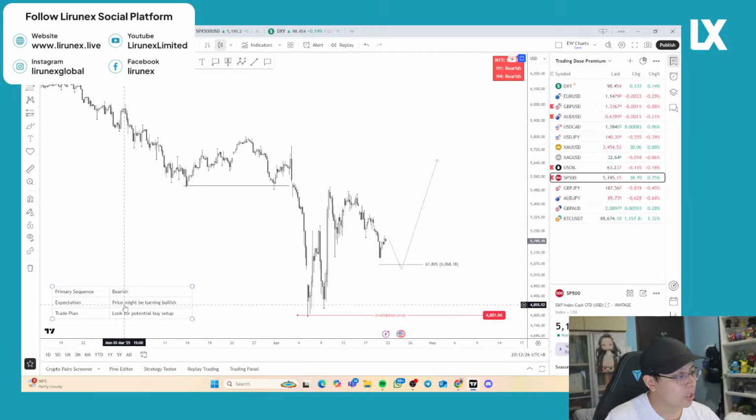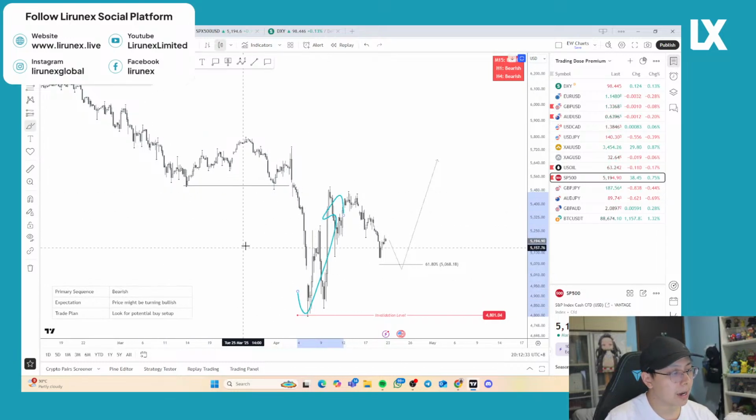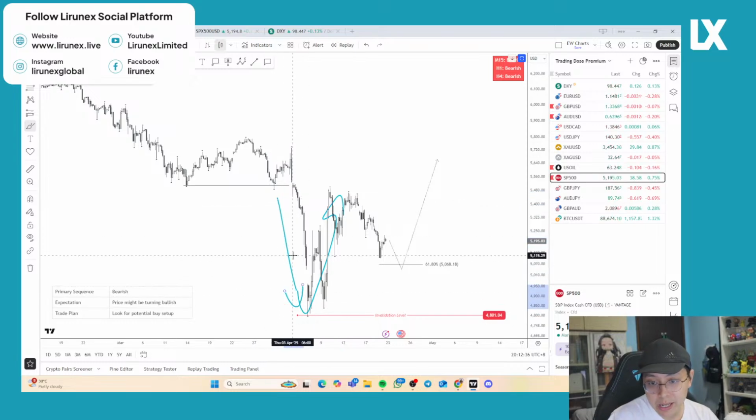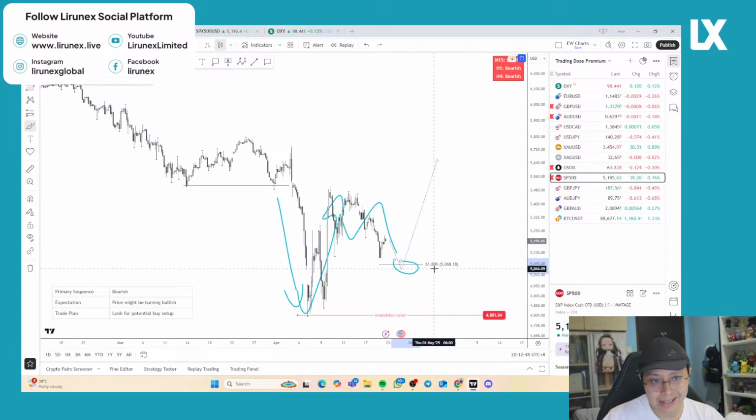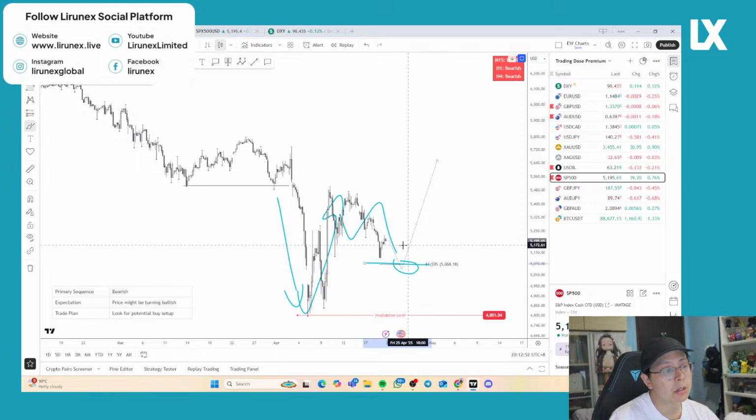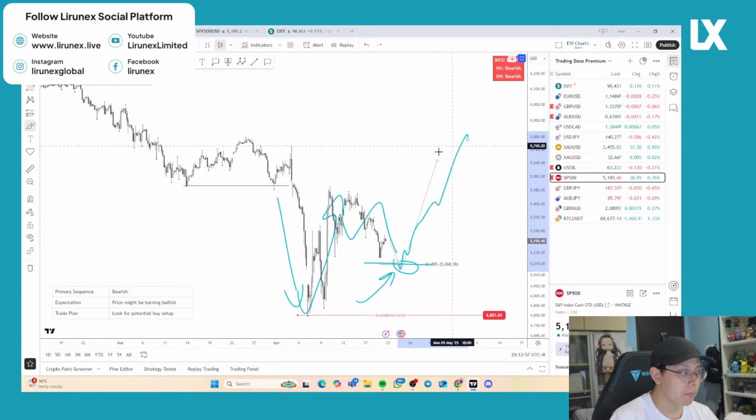However, the expectation here is price might be turning. Why would I say that? Because we have this impulsive leg up after a drop, kind of giving us a reversal signal. And the market is currently pulling back. So the key area that we want to keep an eye on is somewhere around the 5,070 area, the 61% Fibonacci retracement. This would be a key area that we can potentially look to buy. So the trade plan here is to look for a potential buy setup.